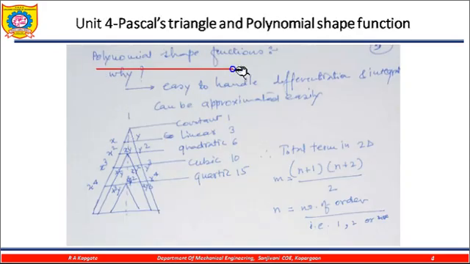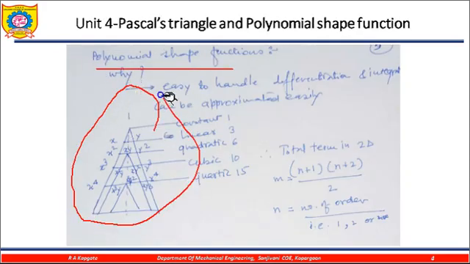Now this one is the polynomial shape function. This we have already studied. Through this one, how many terms are we getting? If it is linear, then 3; if quadratic, then 6; cubic, 10; quartic, 15. So this is my formula for 2D.